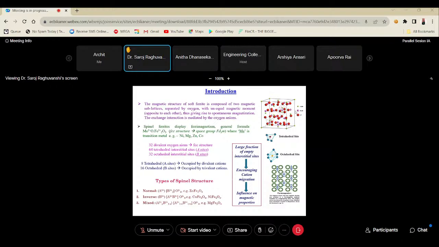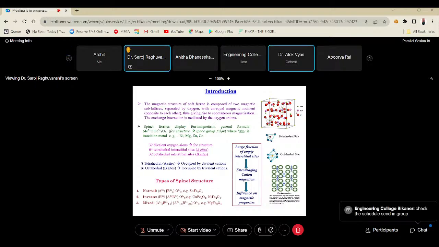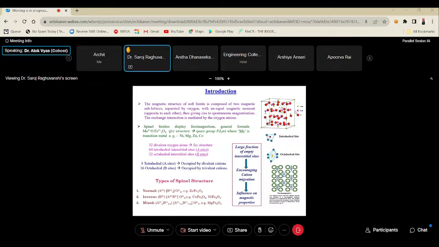Ferrites are a hard class of oxide with notable magnetic properties exhibiting ferromagnetism, which have been investigated and are used in various applications. The general formula of the ferrite is MeO Fe2O3, where Me is the transition metal. The spinel structure is composed of 32 divalent oxygen rings and has two sites, known as tetrahedral and octahedral. Of the 64 tetrahedral sites, only 8 are occupied by the divalent atoms, whereas of the 32 octahedral sites, 16 are occupied by the trivalent atoms.